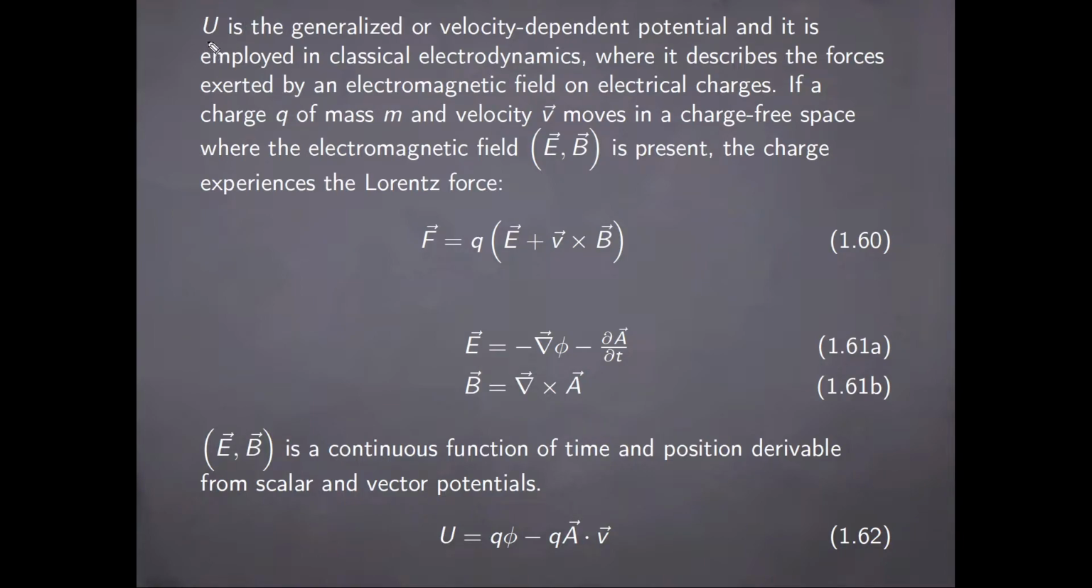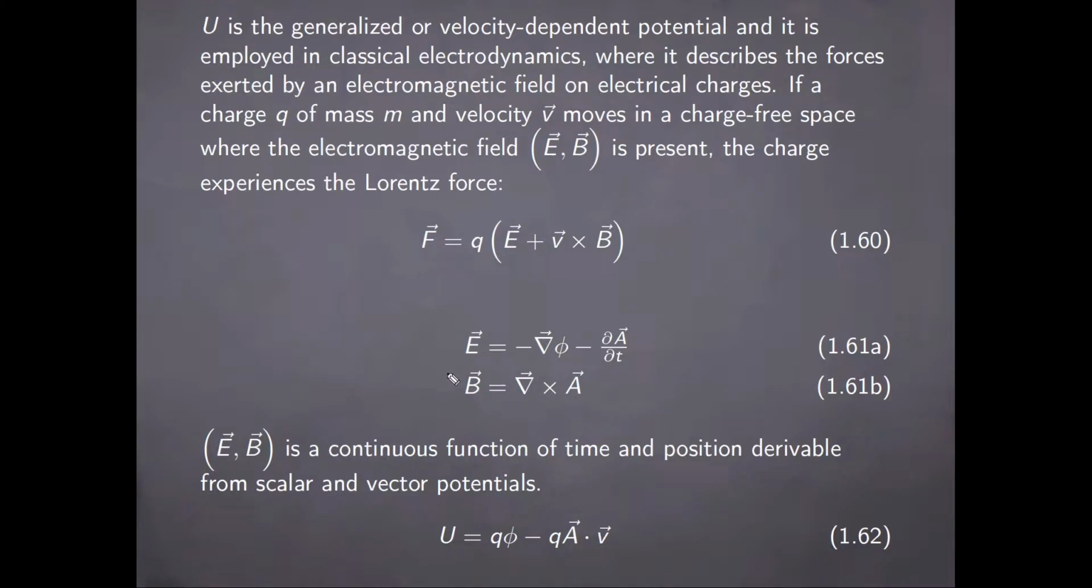So as already mentioned, U is the generalized or velocity-dependent potential, and it is employed in classical electrodynamics, where it describes the forces exerted by an electromagnetic field on electrical charges. If a charge q of mass m and velocity v moves in a charge-free space where the electromagnetic field E and B is present, the charge experiences the Lorentz force. This is something that we've already discussed in a previous video.